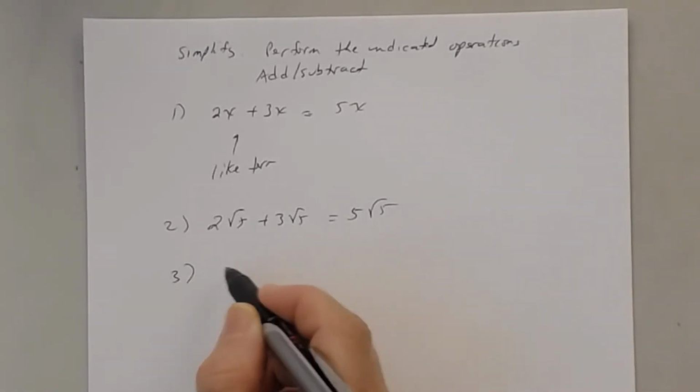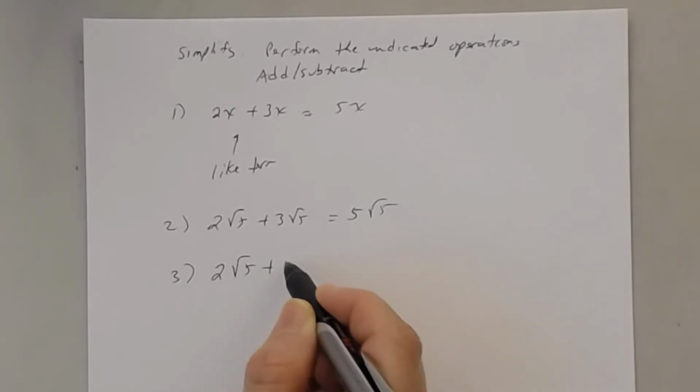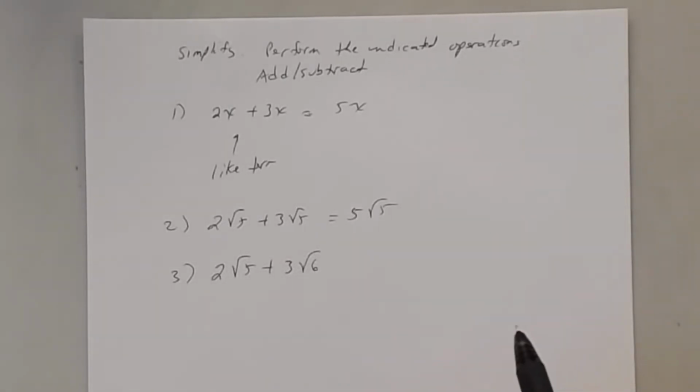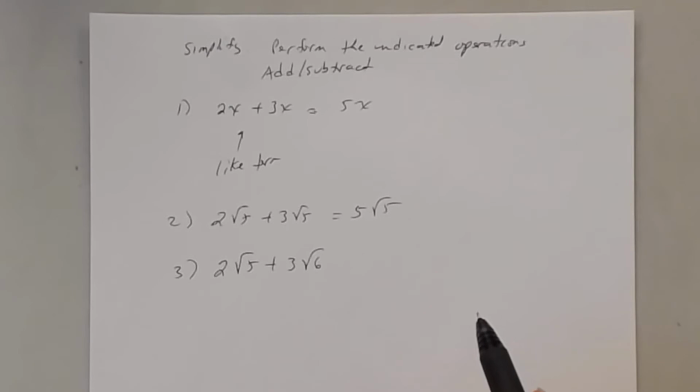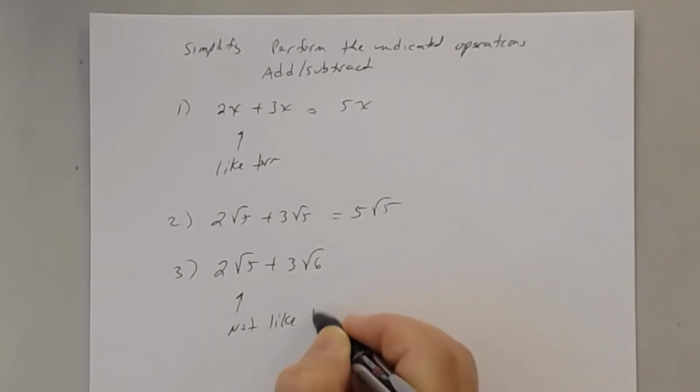Number 3, suppose I had 2 square root of 5 plus 3 square root of 6. Can I combine those? No, those are not like terms.